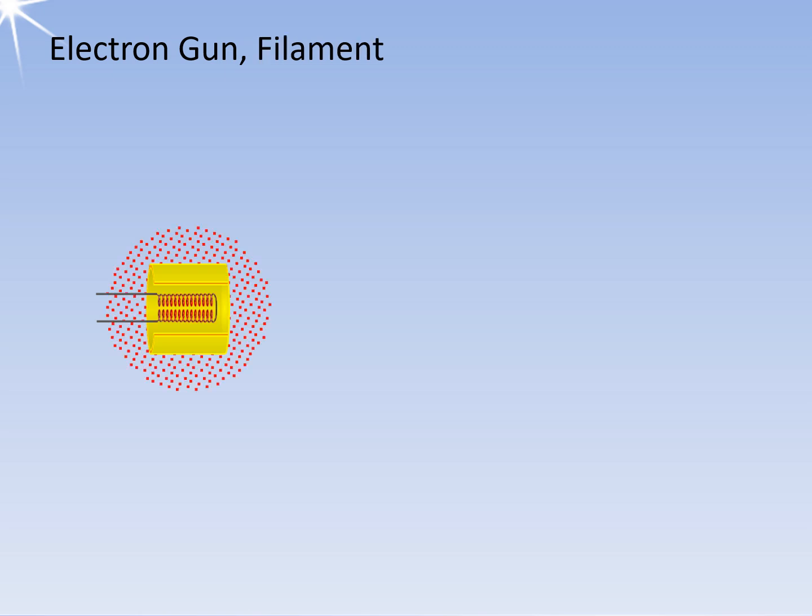The cathode is heated by a filament to a temperature of about 1300 degrees Celsius. This heat causes free electrons to be released, creating a cloud around the cathode. The quality of the vacuum within the tube affects the distance these electrons can travel. A better vacuum allows the electrons to move farther away from the cathode.